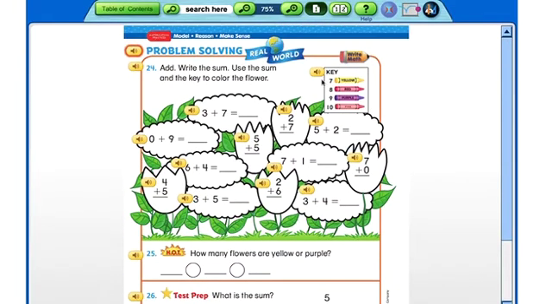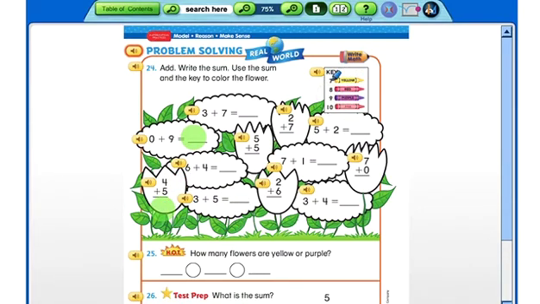For extra practice at the top, you can add. It says add and write the sum. They're going to try and trick you here because they write them across and then they write them up and down. Remember, on the across problems, your sum goes here, and on the up and down problems, your sum goes underneath.